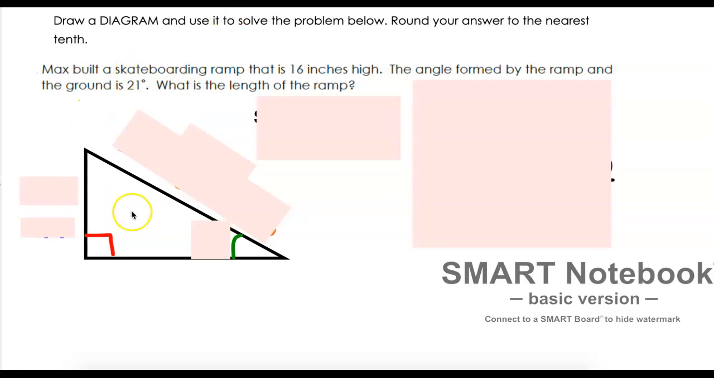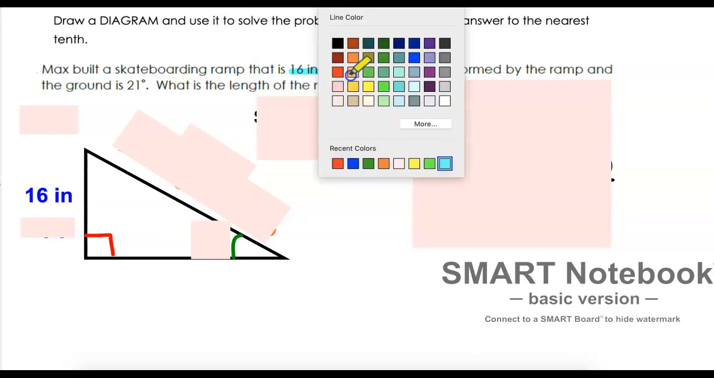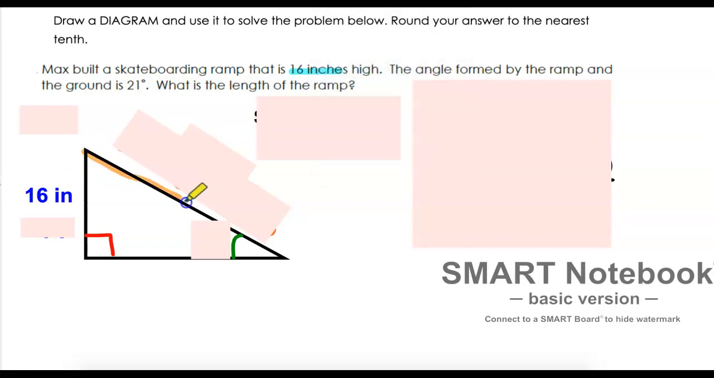So we're going to draw a right triangle here because when we're working with trigonometry, we're working with right triangles. Now, they tell us that the ramp is 16 inches high. So the distance from the ground to the top of the ramp is 16 inches. So you're going to draw your right triangle and you're going to label the 16 inches on it. The angle formed by the ramp and the ground is 21 degrees. Well, this is a skateboarding ramp, so we obviously know that this orange piece here, this is the ramp. Okay? So the angle formed by the ramp and the ground is 21 degrees. We're going to write that on there.